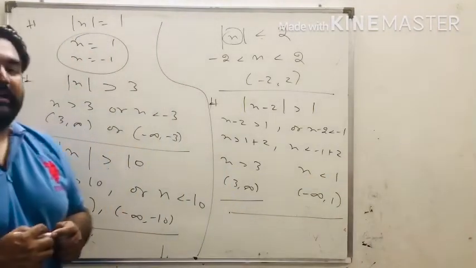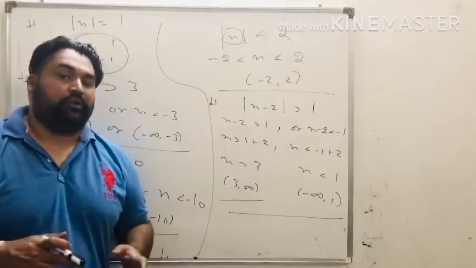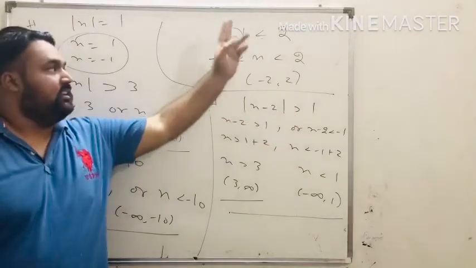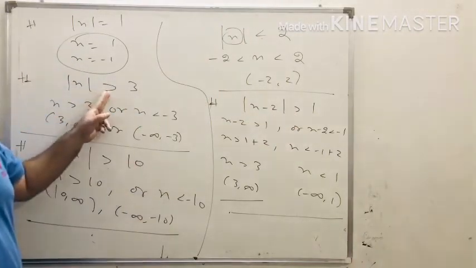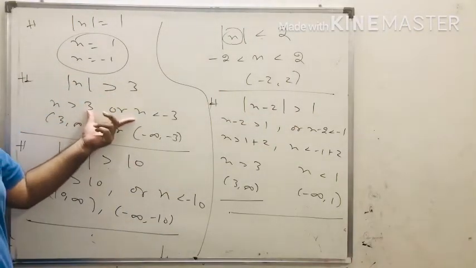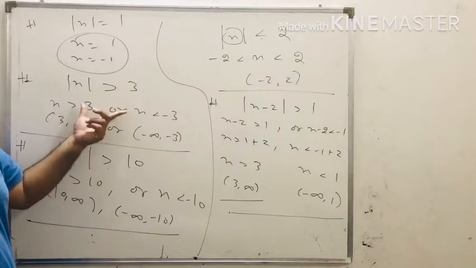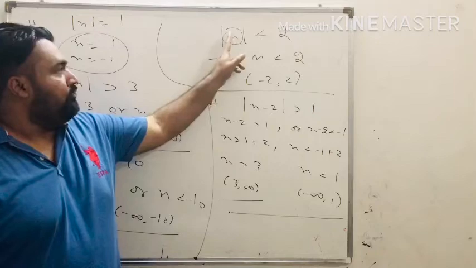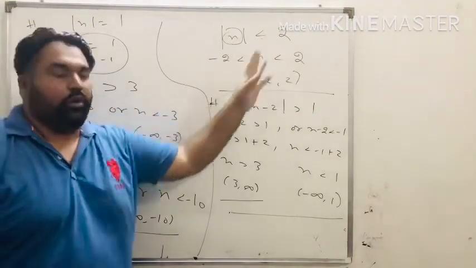So the total concept of modulus function is totally dependent upon the sign. The sign is greater than or the sign is less than. If the sign is greater than, this is the way we can solve. If the sign is less than, then the value of the modulus function becomes minus 2 to 2.